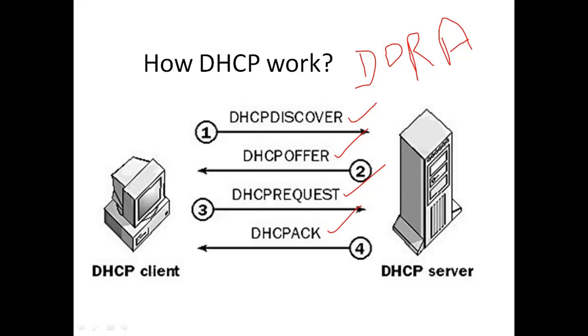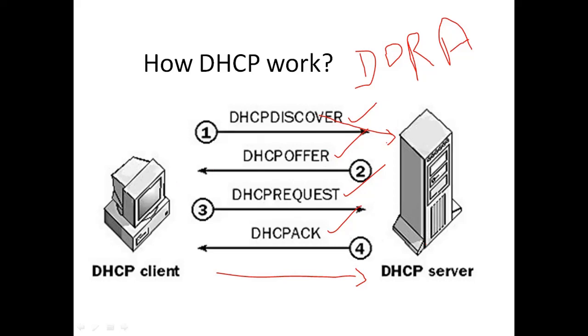First, the DHCP client sends a broadcast message to be discovered by the DHCP server. What I mean to say is, the DHCP client sends a broadcast message to be discovered by the DHCP server. So it sends DHCP discover.